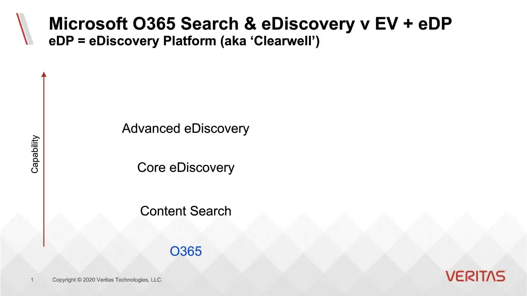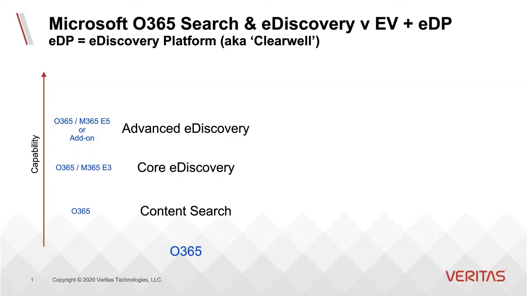So I just need to take a minute to map the Office 365 search and discovery capabilities to the Veritas digital compliance capabilities. If we look here on the left-hand side, going from bottom to top, capabilities moving up as we go up, we see Office 365 content search, then core eDiscovery, and then advanced eDiscovery. Now on the left here, I've added in the licensing you would need to get access to those capabilities.